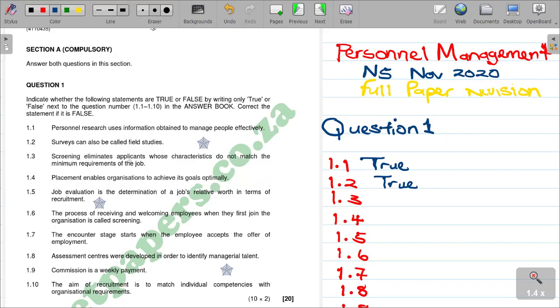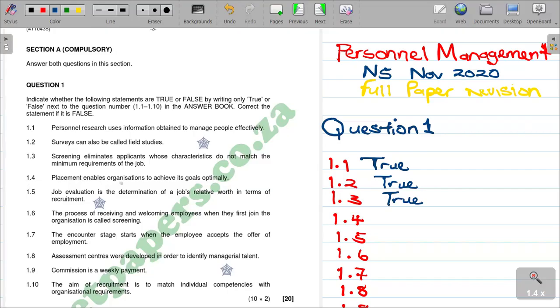Screening eliminates applicants whose characteristics do not match the minimum requirements of the job. That's true. When we screen, we are eliminating. It is an elimination process whereby you remove candidates who do not meet the minimum requirements of the job. That's what you call screening, right? So let's go to 1.4.